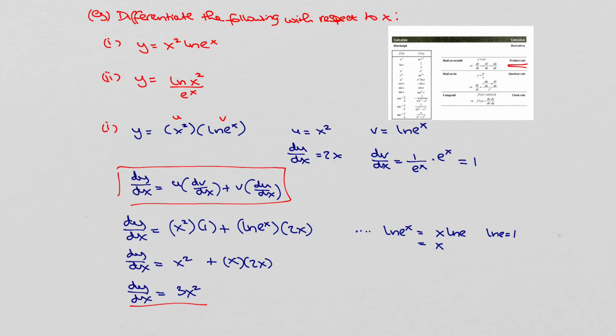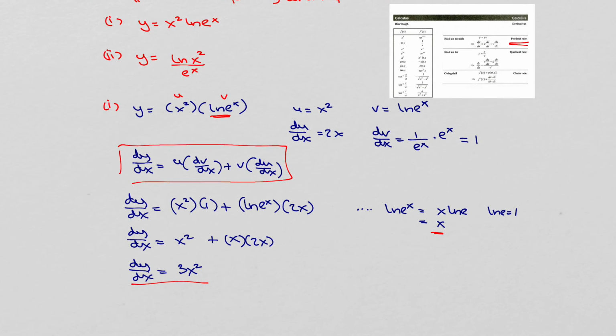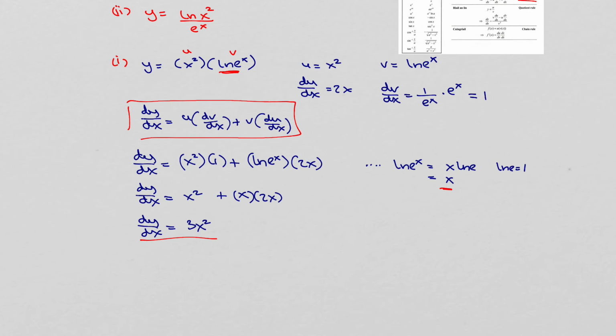But of course, if we had spotted at the start that ln e to the x can be written simply as x, that would give us x cubed. In other words, y is equal to x squared times, instead of ln e to the x, we said x.